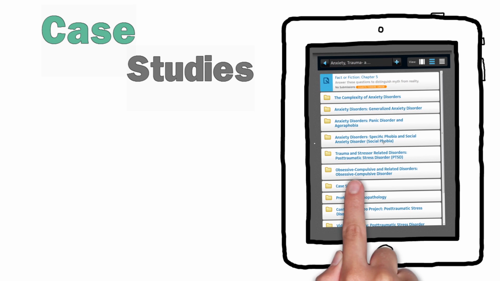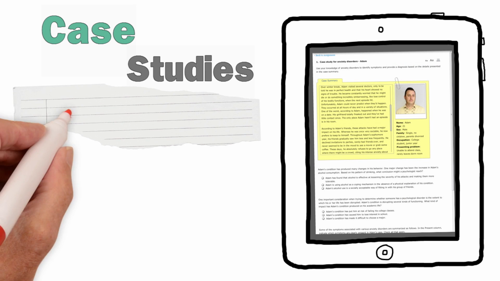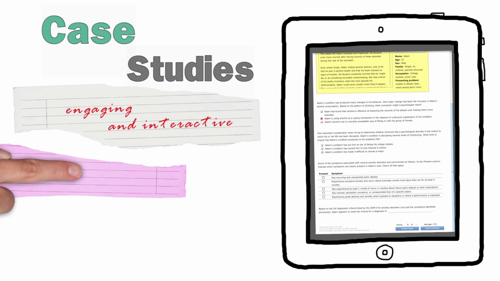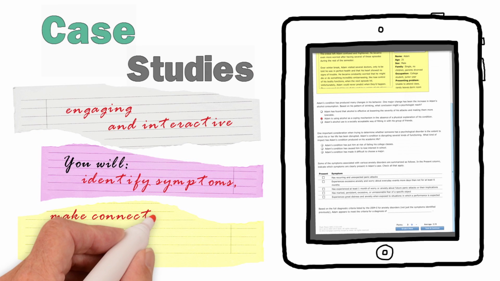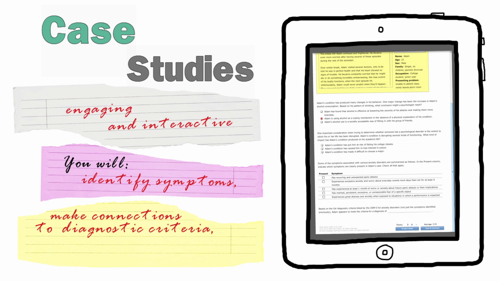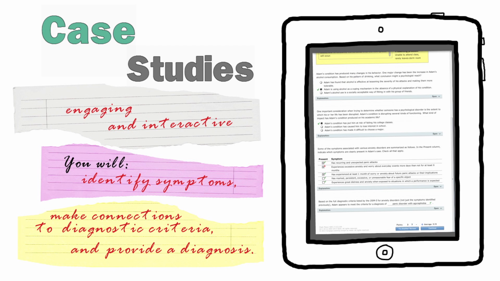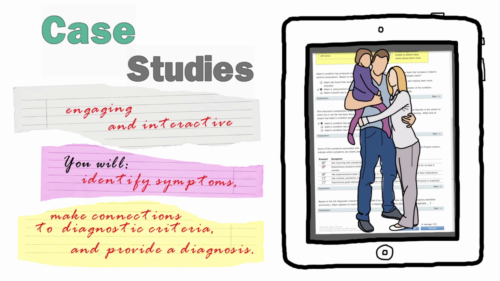Next, there are also case studies to be completed in the disorder chapters. These case studies provide a realistic context for the scientific research in the book. Each case is interactive, offering you the opportunity to identify symptoms, make connections to DSM-5 diagnostic criteria, and provide a diagnosis. These case studies will ensure that you will never lose sight of the fact that beyond the DSM-5 criteria, the theories, and the research, there are human beings struggling with these disorders.